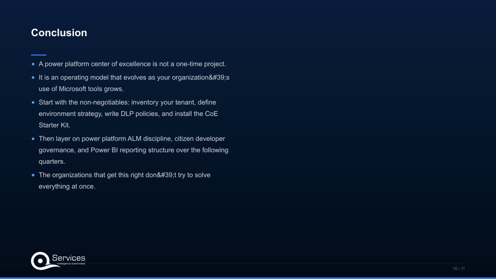Conclusion. A Power Platform Center of Excellence is not a one-time project. It is an operating model that evolves as your organization's use of Microsoft tools grows. Start with the non-negotiables: inventory your tenant, define environment strategy, write DLP policies, and install the COE starter kit. Then layer on Power Platform ALM discipline, citizen developer governance, and Power BI reporting structure over the following quarters.